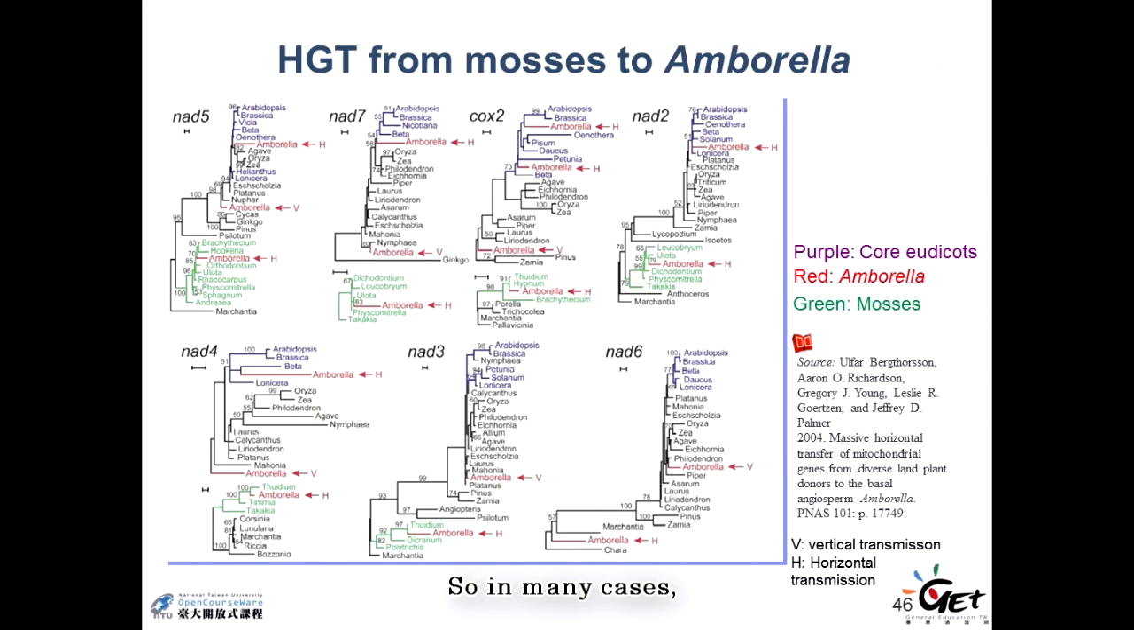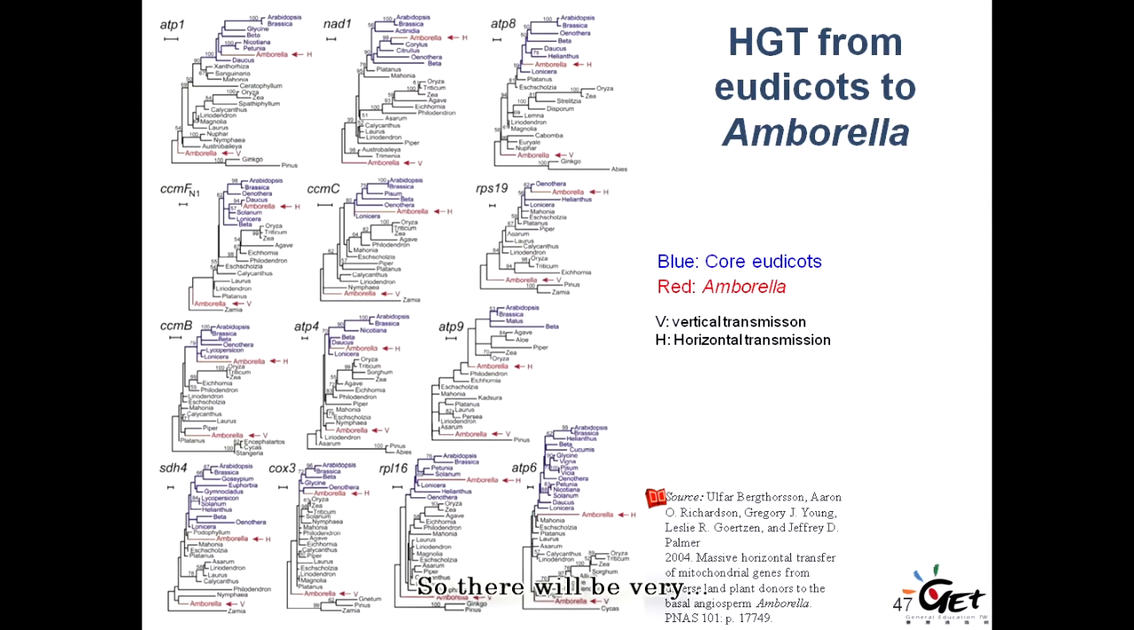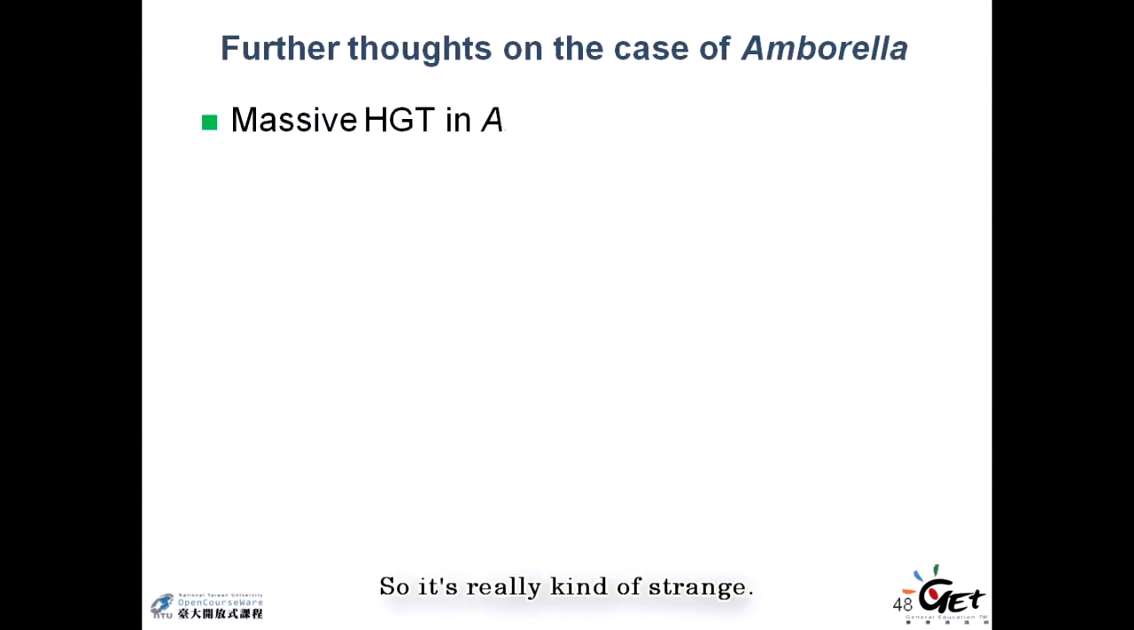So in many cases, some of the Amborella sequences group with mosses, which is very strange. It means there's some horizontal gene transfer from mosses, the bryophytes, to Amborella. And also some of the sequences are embedded in the purple group, the core eudicots, which is very distantly related, which means that a very highly derived taxon can transfer DNA to Amborella in this case and many other cases. There are several other cases from eudicots to Amborella. So it's very strange.